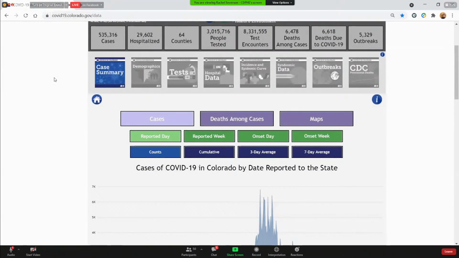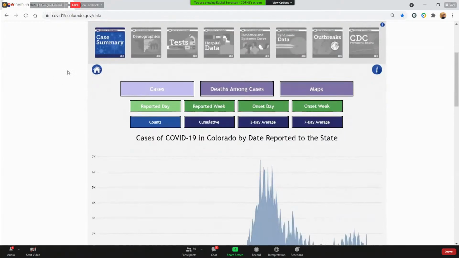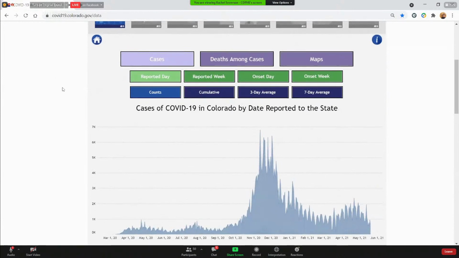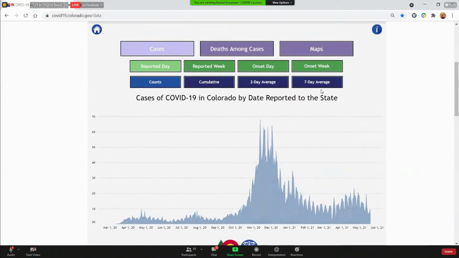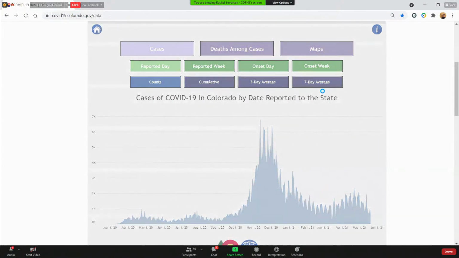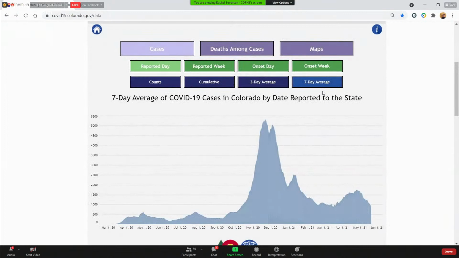So the first thing you see when you click to that case summary page is a daily time series of how many cases have been reported to public health per day. So whenever I look at cases over time, I like to look at a moving average. So I'll go to the 7-day average. And that just takes care of some of those spikes due to reporting delays and makes it easier to interpret an overall trend with what's going on with our reported cases in Colorado.